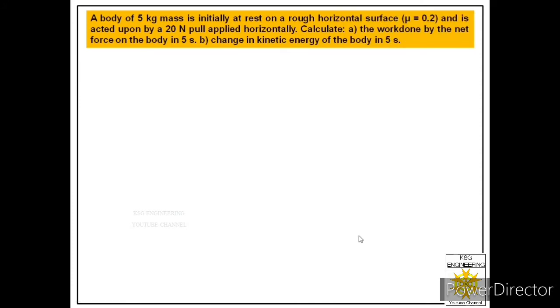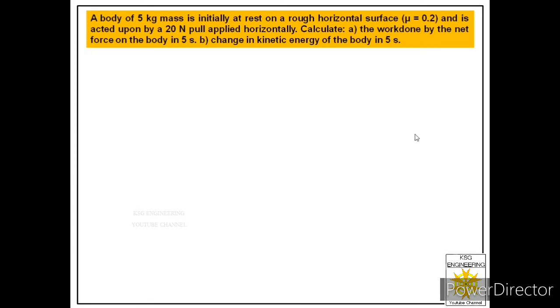So we are given one statement over here. Let us read that statement first. A body of 5 kg mass is initially at rest on a rough horizontal surface and is acted upon by a 20 Newton pull applied horizontally. Calculate A part, the work done by the net force on the body in 5 seconds. B part, change in kinetic energy of the body in 5 seconds.